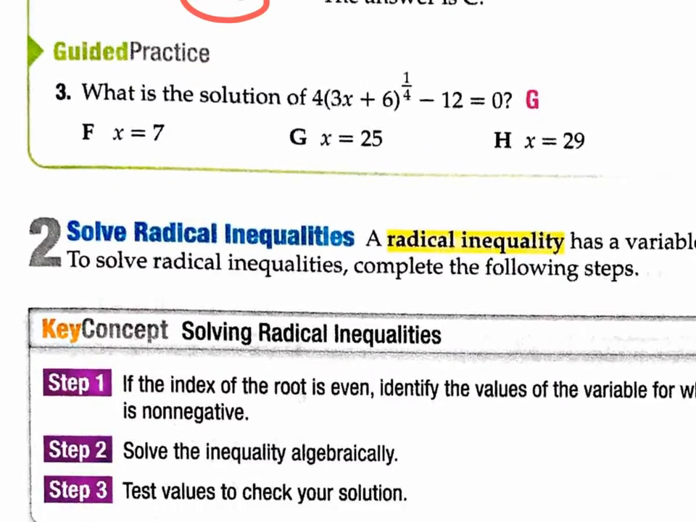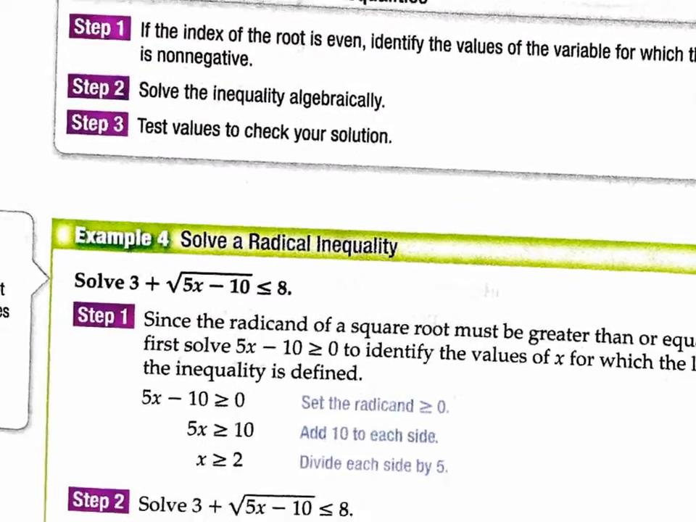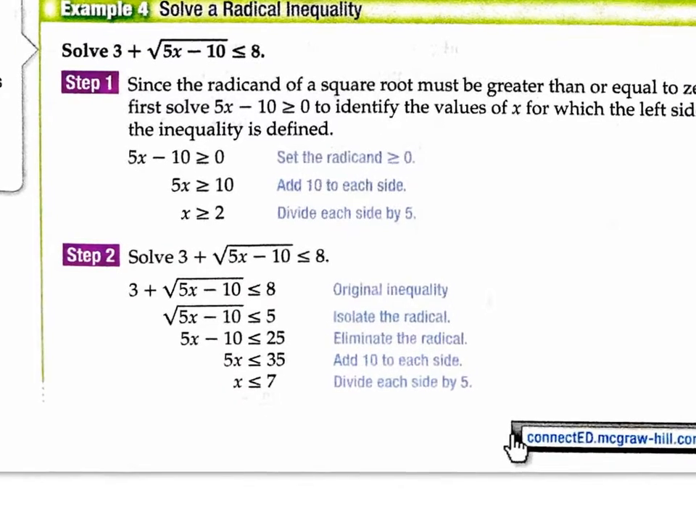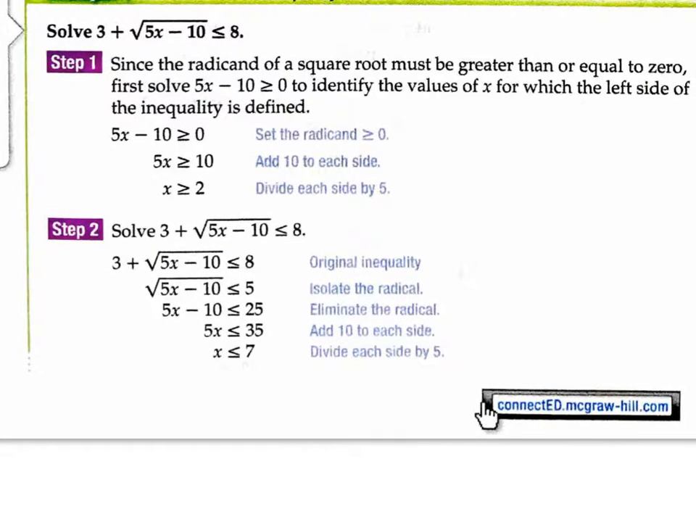Moving on to the most interesting part of the section, which is solving radical inequalities. So listen up, guys. When we have an inequality, we're talking about an area of answers, not just one answer. It can't be x equals 3 or x equals negative 5. You're talking about an area of answers. X is greater than something, x is less than something, or it might be an area of answers that's between 2 values.